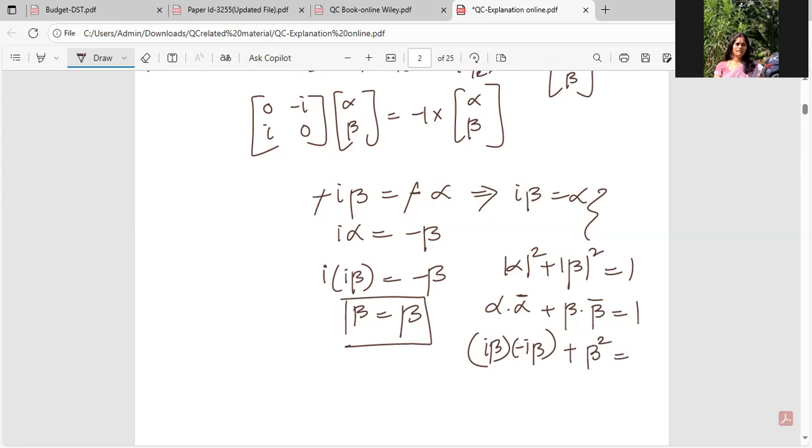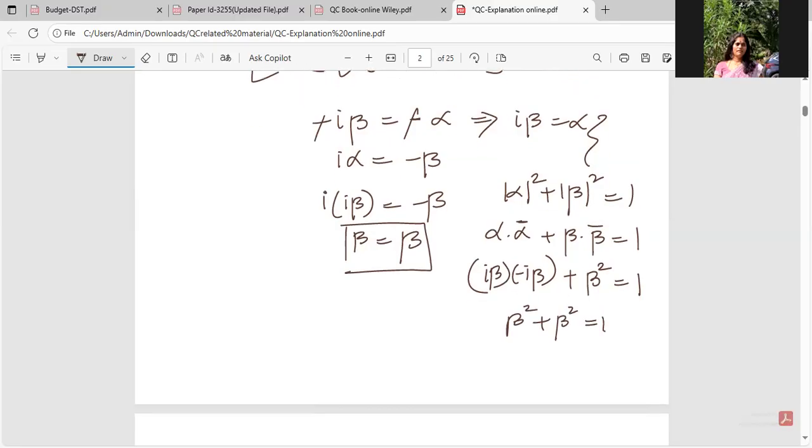So it is beta squared and is equal to 1. So what I will have here finally is beta squared plus beta squared is equal to 1, or 2 beta squared is equal to 1, which implies beta is equal to 1 by root 2. Of course, again plus or minus 1 by root 2. Now, if beta is equal to 1 by root 2, what would be alpha from this equation? Alpha is equal to, if beta is equal to 1 by root 2, then alpha would be what?